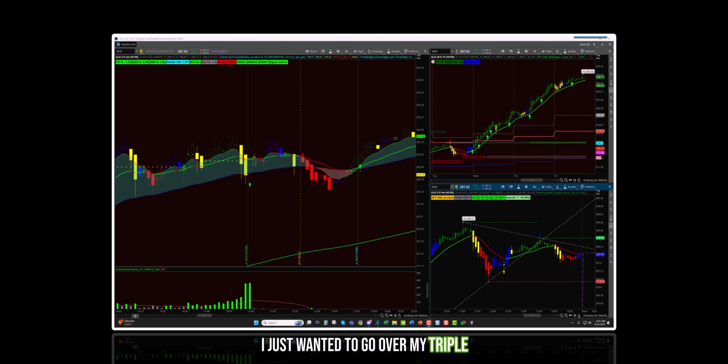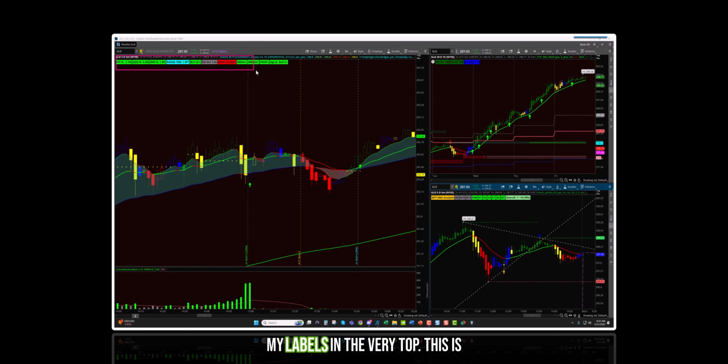I just want to go over my triple screen layout for the Super System. Let's go through the ticker: GLD on a 2-minute time frame, GLD on a 1-hour time frame, and GLD on a 5-minute time frame. So this is how I set up my screen.